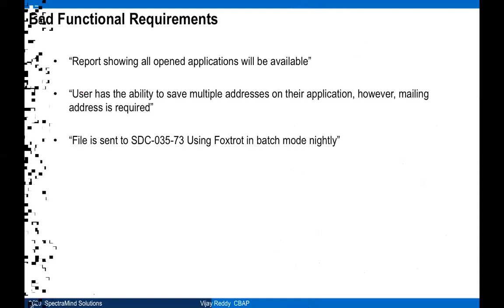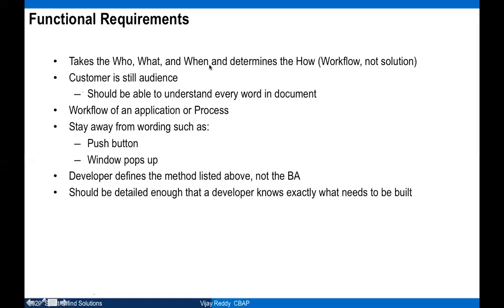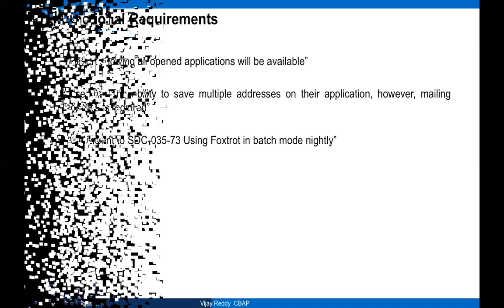Yeah, what a functional requirement should have is who, what, and when, and determines how. Workflow, but not the solution. The customer is still the audience. Workflow of an application or a process can be part of it. Stay away from push buttons or window pop-ups. Let the developer decide how this is implemented in the software. The developer defines these methods, not the PO. It should be detailed enough that the developer knows exactly what needs to be done. These are the guidelines for functional requirements. Therefore, which one is a good or bad functional requirement?